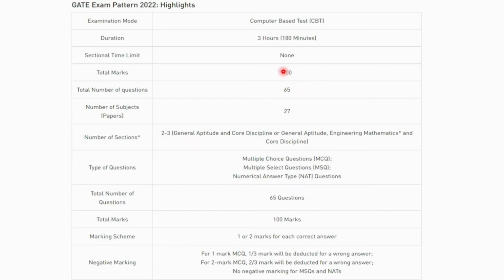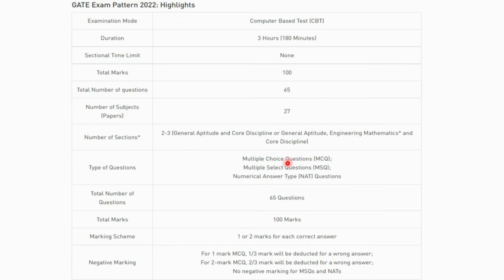Total marks is 100. The number of questions will be 65 and the number of subjects will be 27. The number of subjects means the number of categories like civil, mechanical, computer science. So about 27 categories are included here. The number of sections depends upon your category. Now if you come to civil, there are 3 sections which consist of general aptitude, engineering mathematics and core discipline.